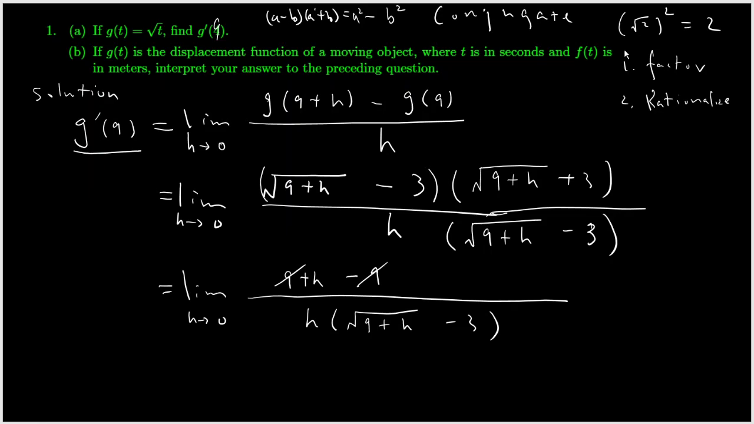9 minus 9 is 0, right? After canceling out 9, you can cancel out h from the numerator and the denominator. So do not forget the numerator is 1, it's not 0. After canceling out h, you still have 1 on the numerator, of course, right?